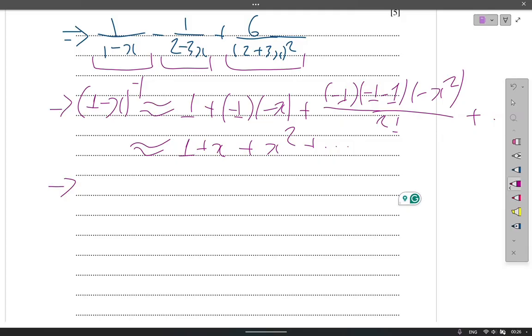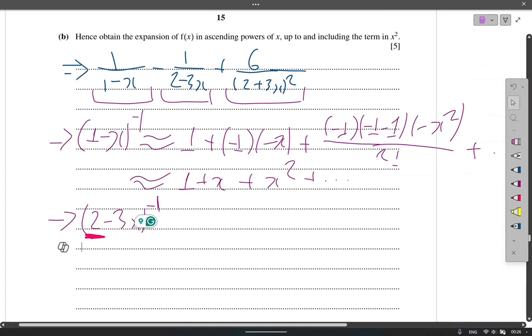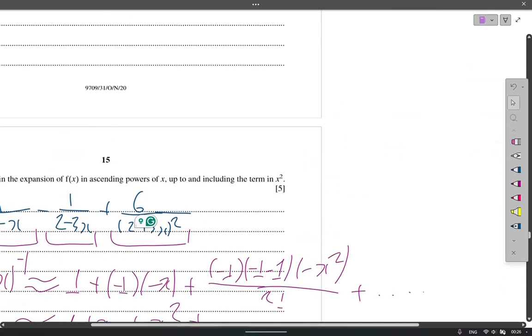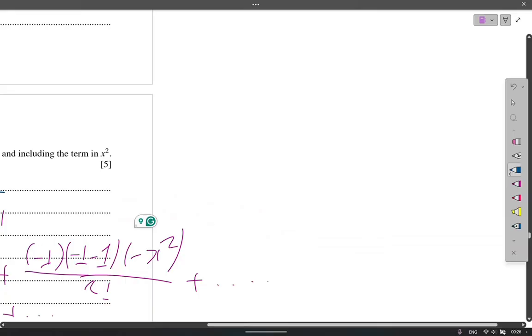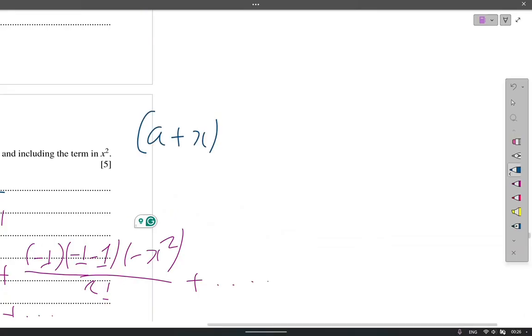To get the second part to approximate, let's first look at this one. To approximate, our integer here must be 1. However, in this case, that integer is 2. So we can use this formula from the A-level book, which states that if the form was this, we can write this as here.